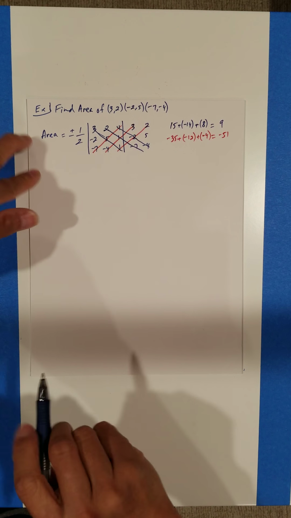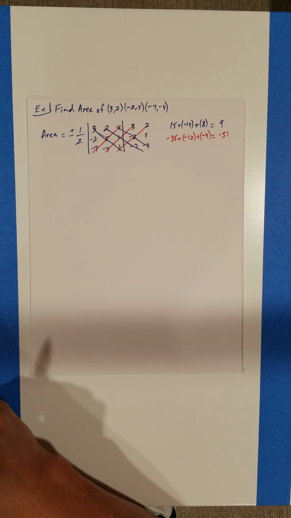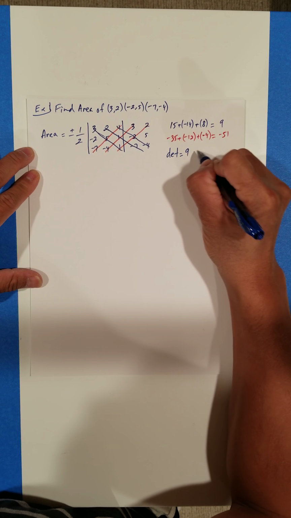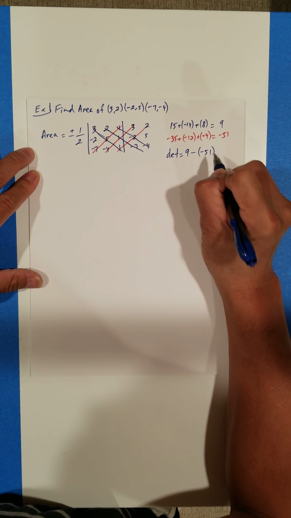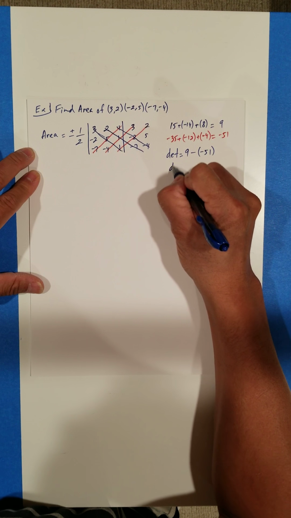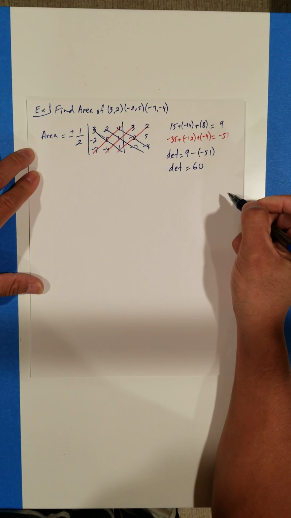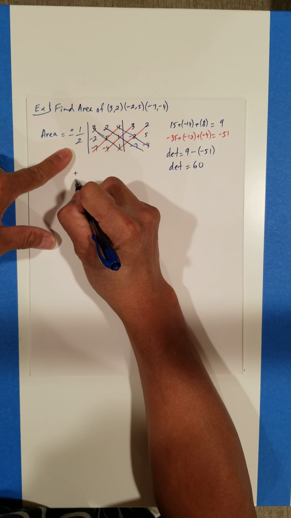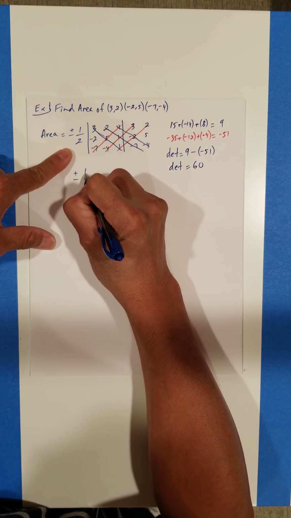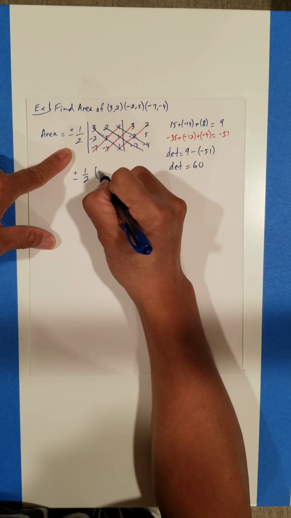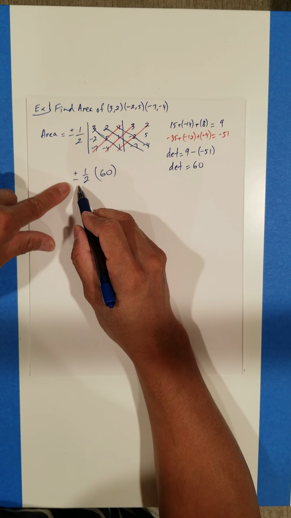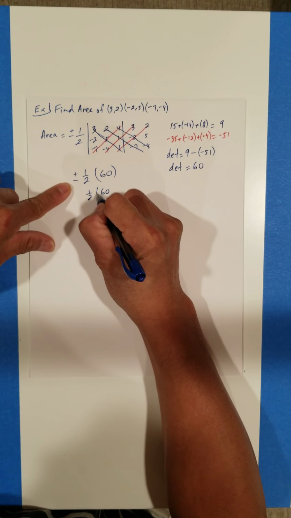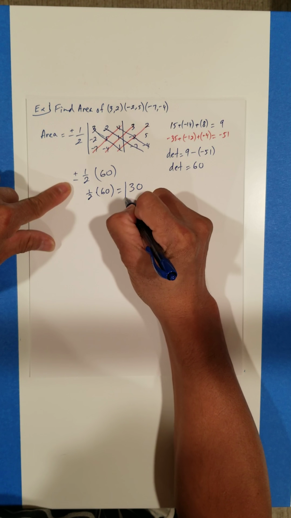So the area, that's what we're trying to find out. My determinant is going to be 9 minus -51, so the determinant is 60. Now I need to multiply either a positive or a negative 1/2 times this determinant, 60. Of course, I want to multiply by positive 1/2. So 1/2 times 60 is 30. That's it. That's my area.